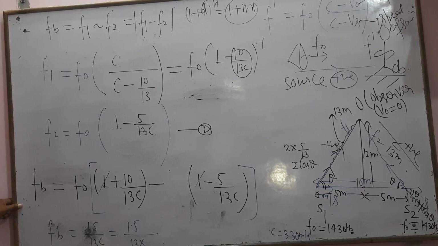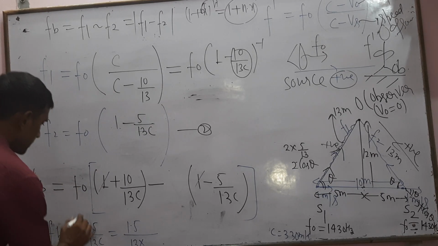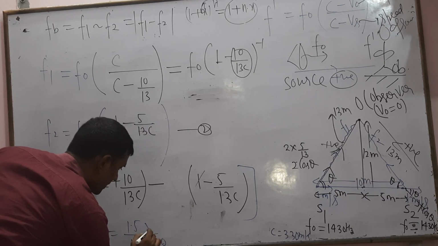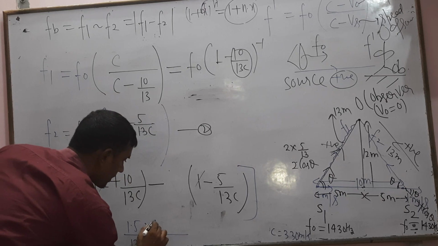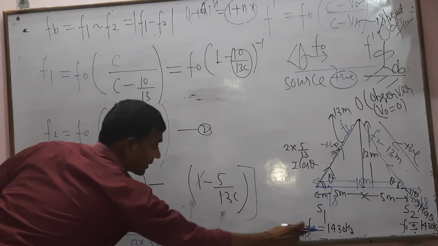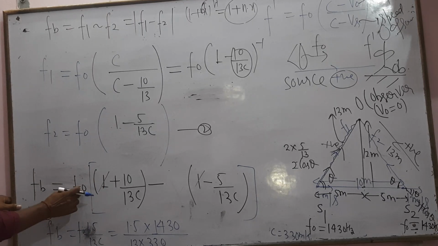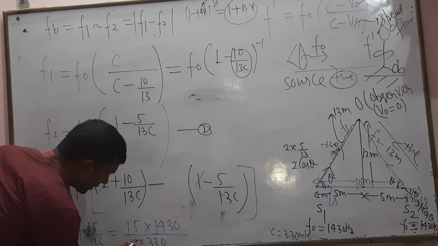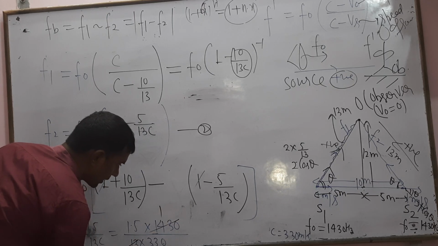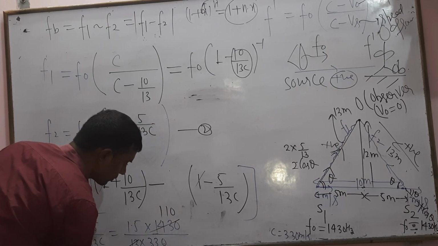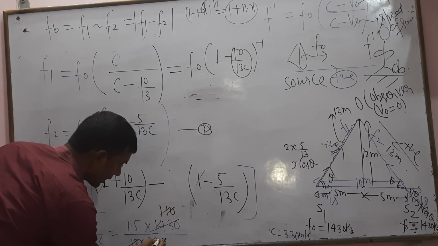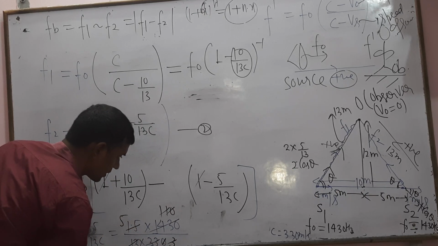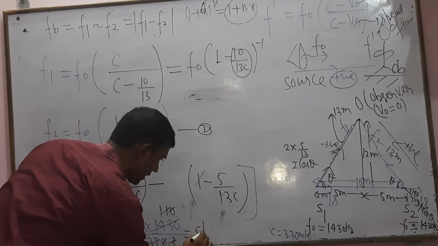C is the value 330, and the source frequency F naught is 1430. This is the given quantity F naught. So you can cancel here. 13 times 11 is 143, 13 1 ja 13, this is the 0. Okay. So 0 is here. 11 3 ja 33. So this is the 3. 3 5 ja 15. So this is 5 Hz.